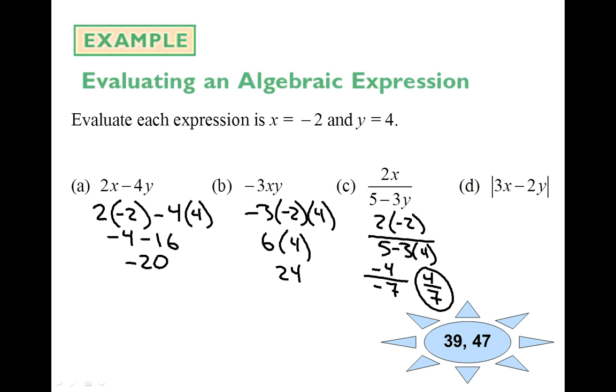And lastly, some absolute value. 3 times -2 minus 2 times 4, all inside absolute value brackets. Absolute value of -6 minus 8 is -14. So the answer is just 14. 39 and 47 are all yours.